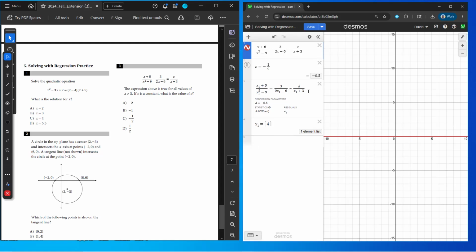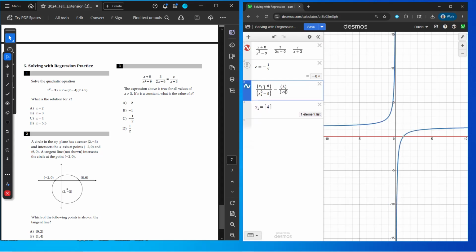So what we're going to do is start from the beginning. First off, I have a fraction, so I'm going to start with parentheses and then divide. That way I get things on top and bottom. So then x1 plus 6, and then x1 squared minus 9. Okay, then we subtract. Again, we have something on top, so I'm going to do parentheses, divide, parentheses, and then 3 to x minus 6.